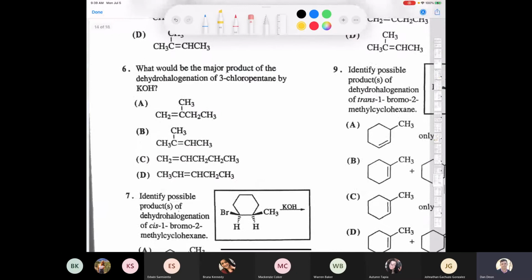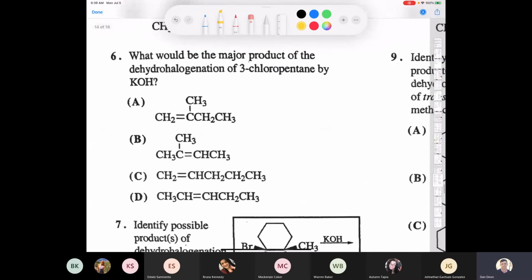So question number 6, it says, what would be the major product of the dehydrohalogenation of 3-chloropentane by potassium hydroxide? So let's draw what 3-chloropentane is. So if we draw 1, 2, 3, 4, 5, oops, let me draw it a little neater. 1, 2, 3, 4, 5. So if we had 3-chloropentane, there's no stereocenter in the molecule. If we were to treat that with potassium hydroxide, what would be the major product?